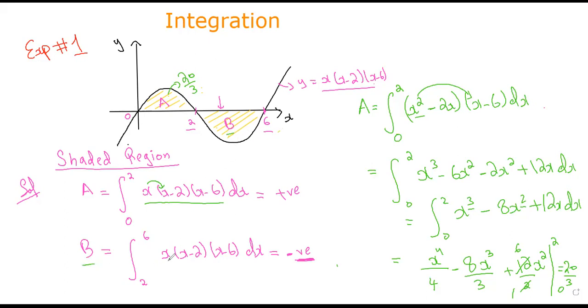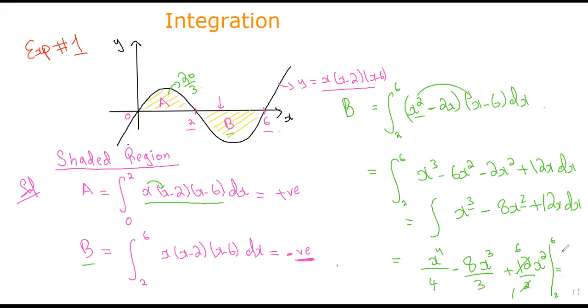So let's do the working for B. Everything is going to be the same except the limits. So I am just going to change this part only. Now we are working for B. So the limits are 2 and 6. So yes, now what would be the answer?